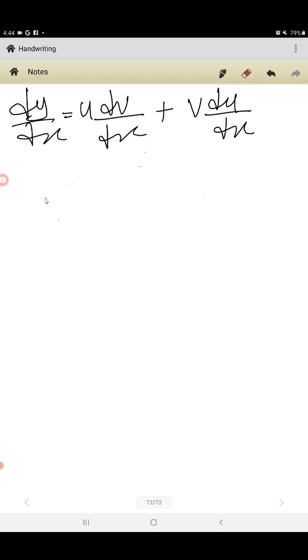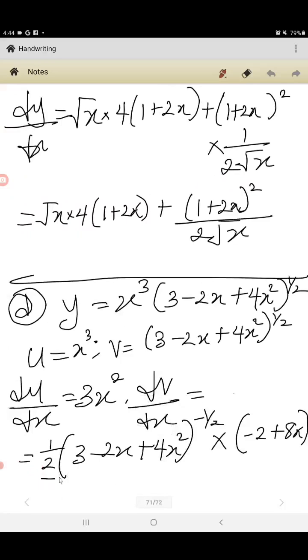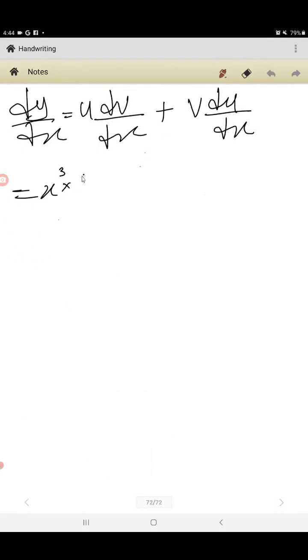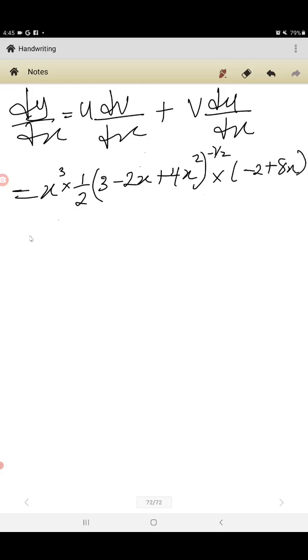So which is equal to, the value of our u at this junction is x raised to power 3 times dv/dx, which is the value of the derivative of the one I wrote very long, which is half onto, as I've said earlier, 3 minus 2x plus 4x squared all raised to power minus half, which I said is multiplying minus 2 plus 8x.